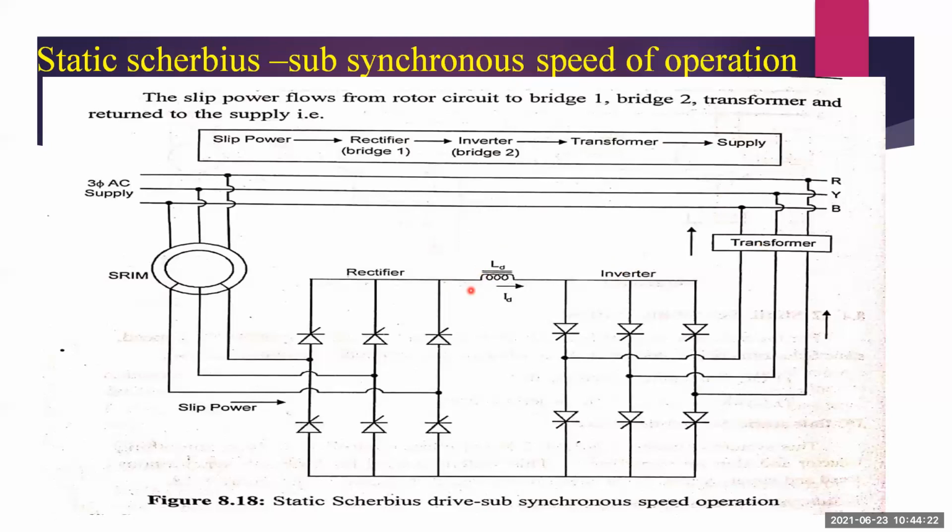In this static Scherbius system, when the machine is operated at subsynchronous speed, the rotor speed must be less than the synchronous speed. That is, NR is less than NS.